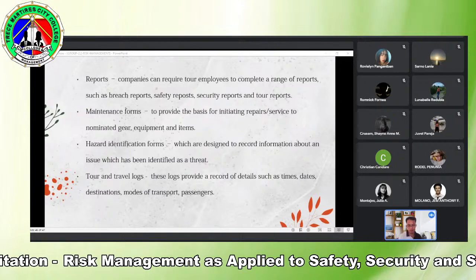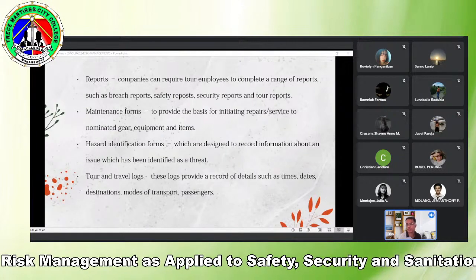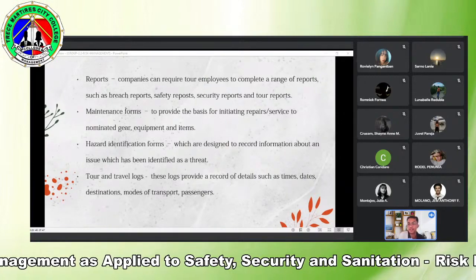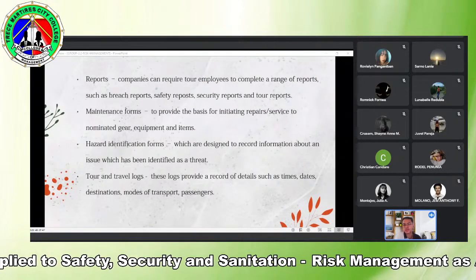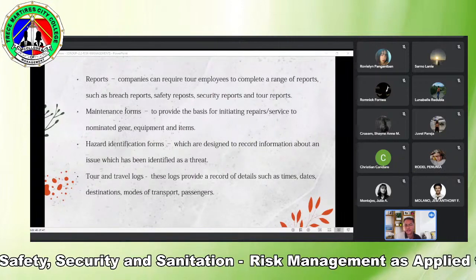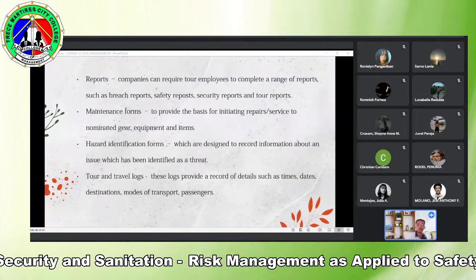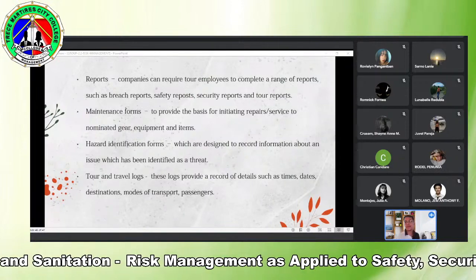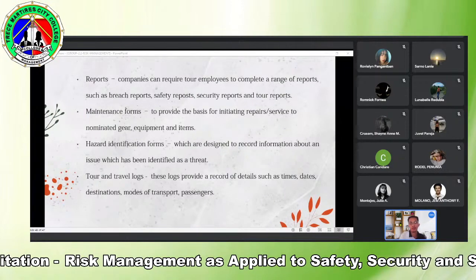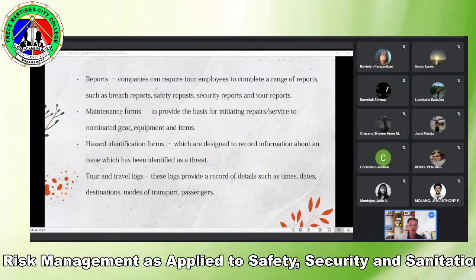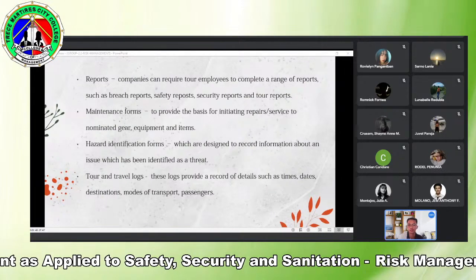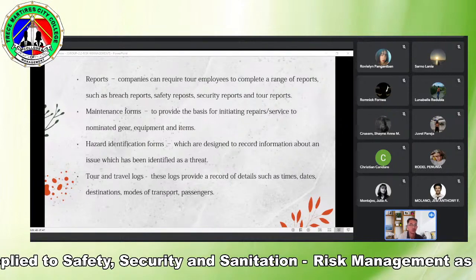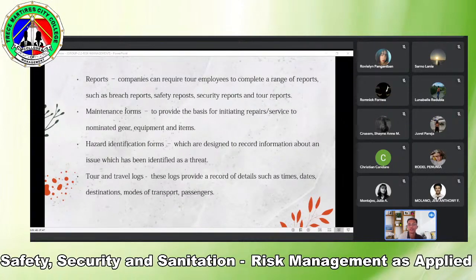Teka lang, baka nakamute na naman ako. Hindi. Okay, next are the internal daily summaries, reports, maintenance forms, hazard identification forms, and tour and travel logs. So these may need to be completed whenever we are documenting some sort of safety and security reports.